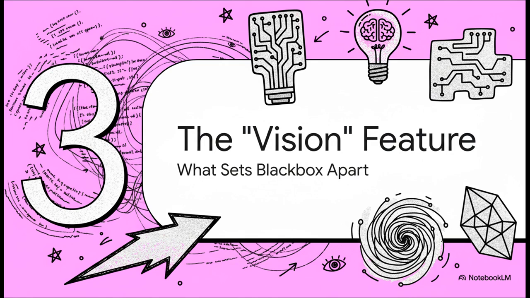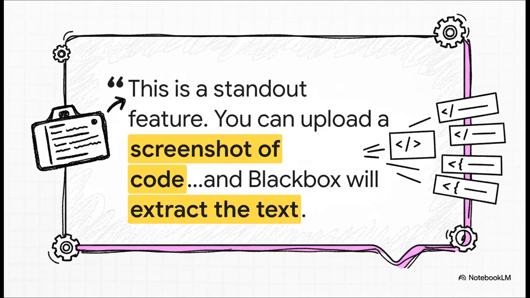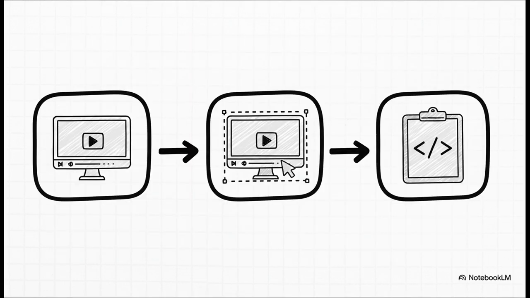Okay, but here's the feature that really makes people's heads turn. This is the one we teased at the very beginning, and it's what really sets Blackbox apart from the crowd. And this really gets to the core of its magic. It can turn an image of code back into actual usable text. I mean, just think about that for a second. No more retyping code from screenshots or from a slide in a presentation. It's a game changer. So how does this vision feature even work?